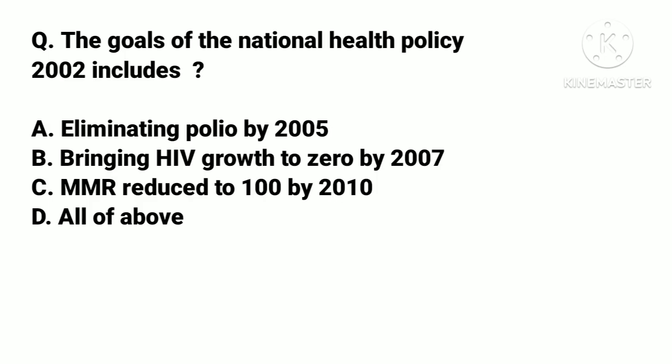The goal of the National Health Policy 2002 includes A. Eliminating polio by 2005. B. Bringing HIV growth to zero by 2007. C. MMR reduced to 100 by 2010. D. All of above. And the correct answer is D. All of above.